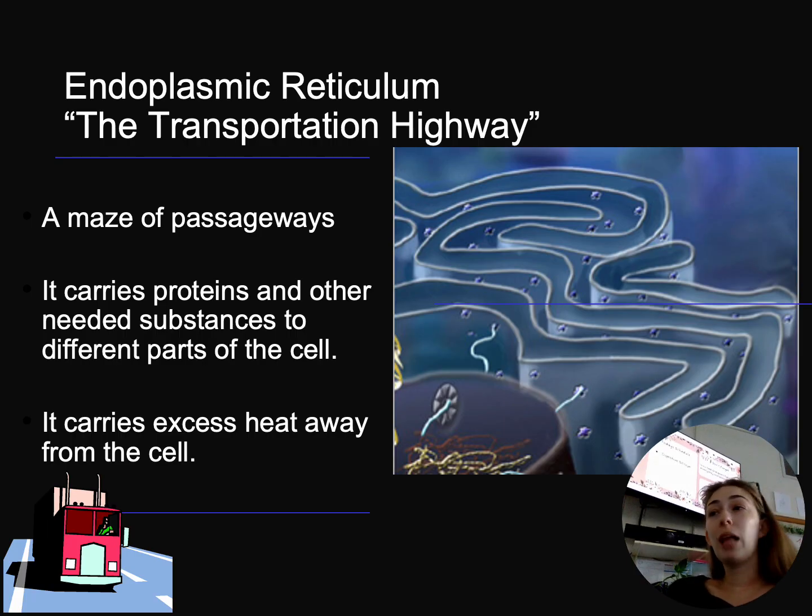Next, we have our endoplasmic reticulum. The endoplasmic reticulum is like a maze of passages. It carries proteins and other substances that are needed for the cell to different parts of the cell. Because remember, as much as we take in all these things, we want to send them to the right place. So our endoplasmic reticulum is like the highway with all those trucks transporting the stuff.